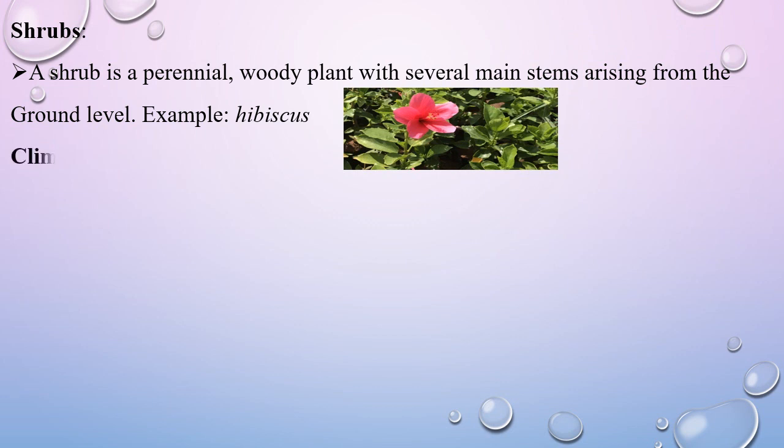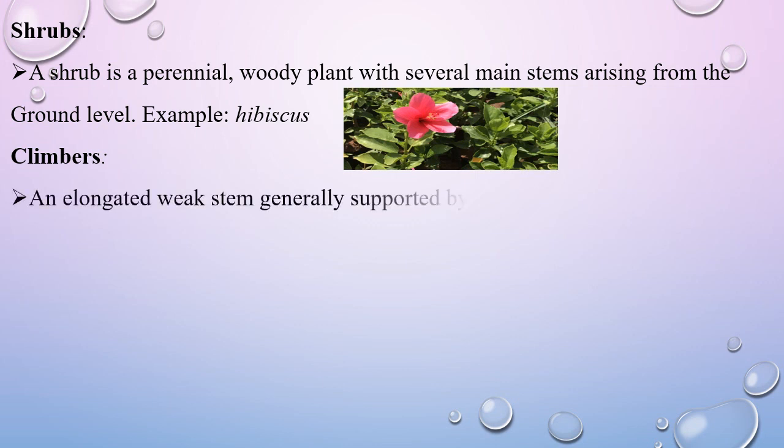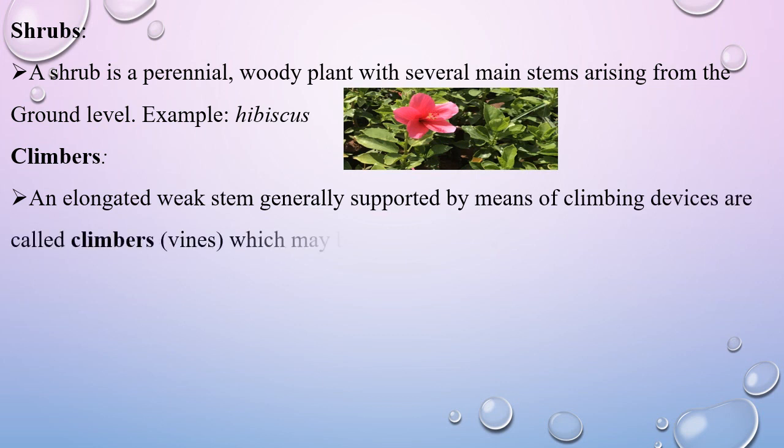The next one is the climbers. Already we have seen about the climbers in your lower classes. Climbers have a weak stem and generally need support for their growth. Climbers are an elongated weak stem generally supported by means of a climbing device, which may be annual or perennial, herbaceous or woody.